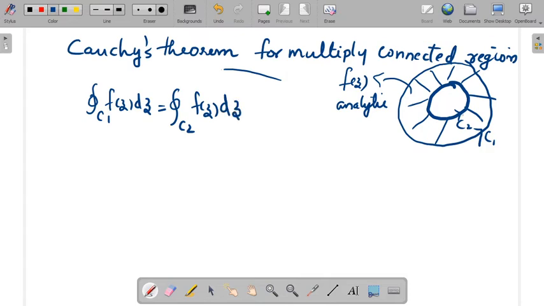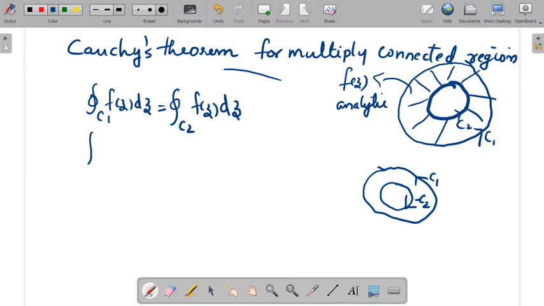Please note that both C1 and C2 are taken in anti-clockwise direction, and f of z is analytic in the multiply connected region with these two curves as bounding curves. Then integral over C1 f(z) dz is equal to integral over C2 f(z) dz. So if you reverse the direction of C2, that is, if you take C1 in anti-clockwise direction and C2 in clockwise direction, this will be minus C2. If this is C2, this will be minus C2.